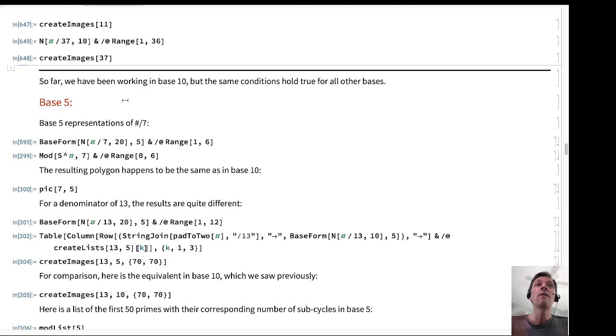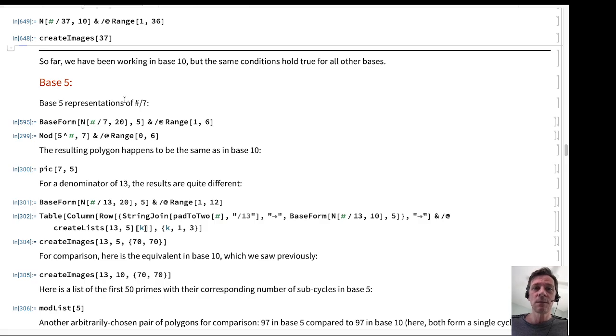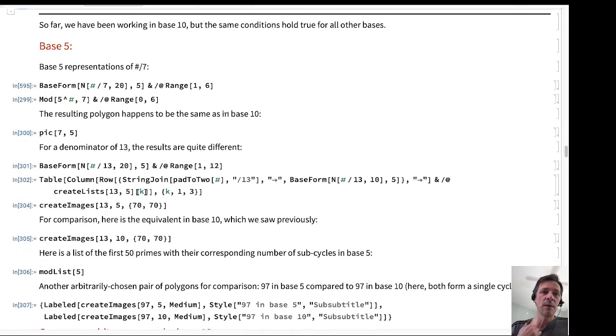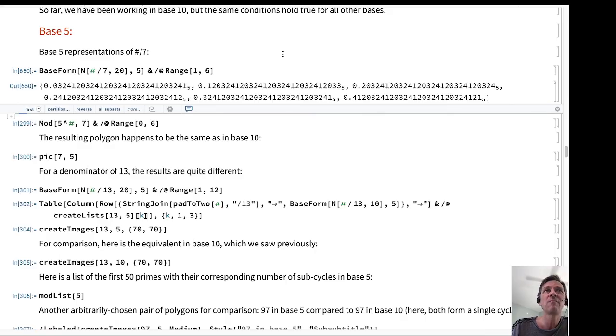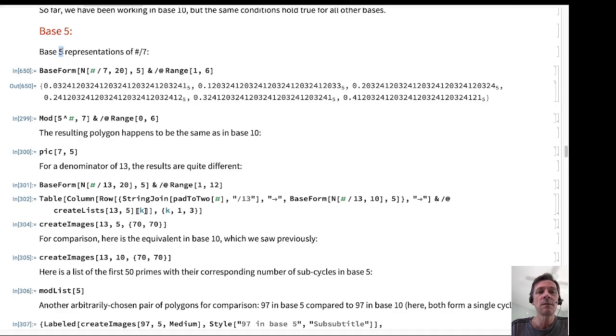Okay. So far, we've been working in base 10, which is the number system that we use in daily life. But the same conditions will hold true for all other bases. So here is 1/7. We're going back to the denominator 7. We're going to n over 7 in base 5. Remember that base 5 only uses the digits 0, 1, 2, 3, and 4.